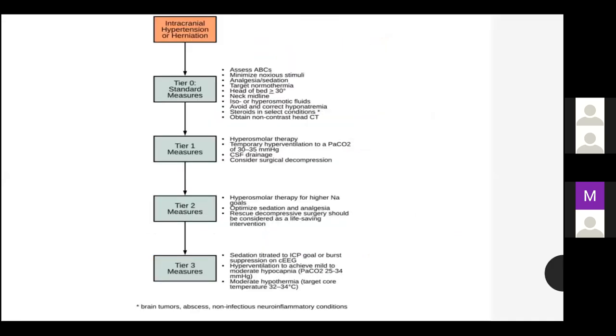So they divided the management in four tiers. Tier zero, that is the standard measures you take in every single neurosurgical patient to avoid brain herniation. Then tier one measures, tier two measures, and tier three measures. So let's start with tier zero measures. They're the standard issues to prevent brain herniation.